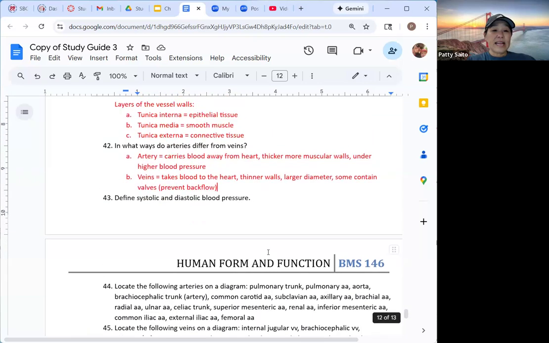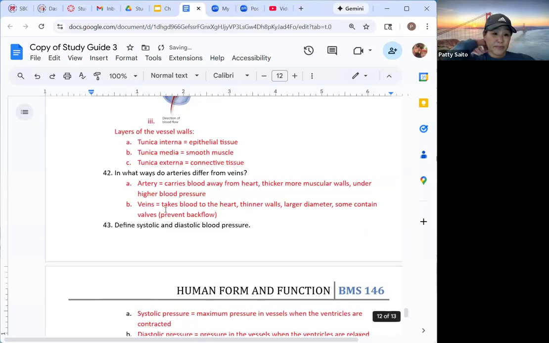All right, now what do we do at the vessels? One of the things we do is we measure blood pressure. Okay, and when you take a person's blood pressure, you get two numbers, right? You get a higher number and you get a lower number.